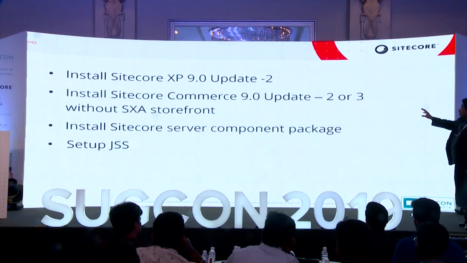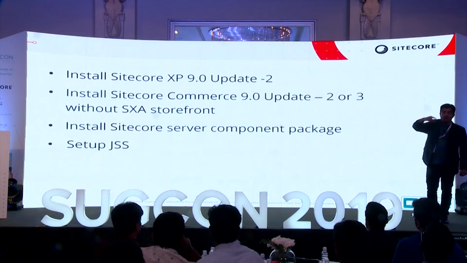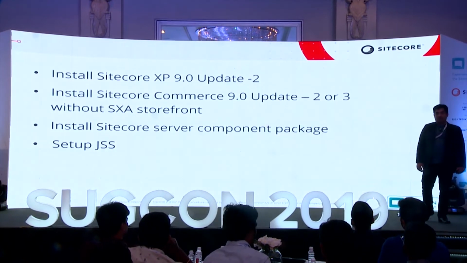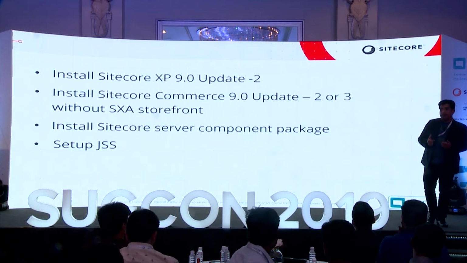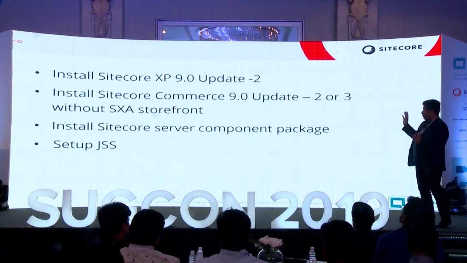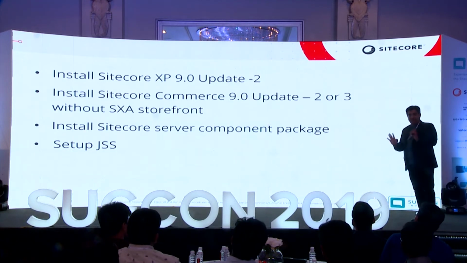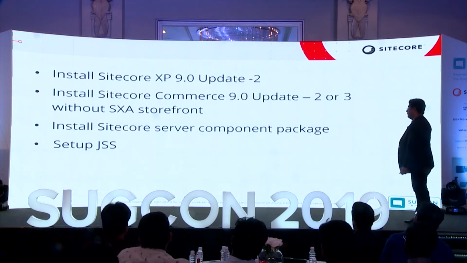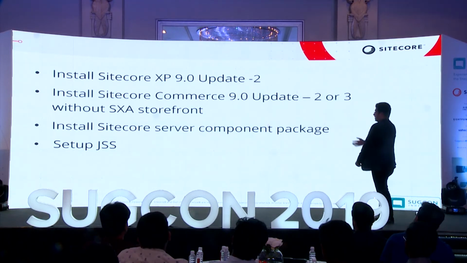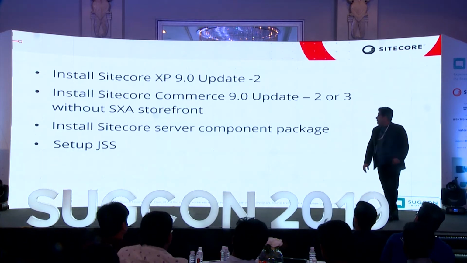You install Sitecore Commerce update 2 or 3 without the SXA storefront. That's really important because there was some conflict: when you deploy Commerce, SXA and JSS alongside, there were SXA exceptions thrown by the application. So that's important. Don't install the SXA storefront. I'm not recommending this, it's just the way to make it work right now. And install the Sitecore Server Component Package, and set up JSS, which is the regular thing that you must have seen in a lot of demos.